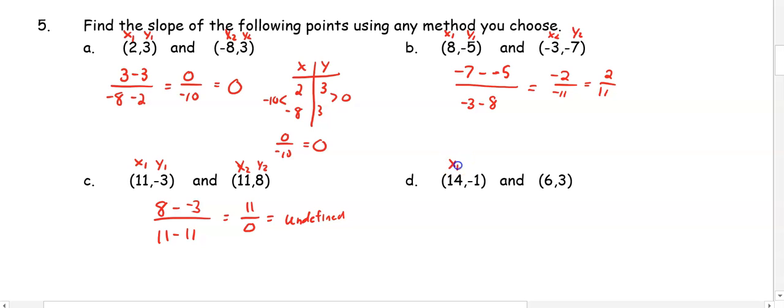In D, we have x1, y1, x2, y2. So I have 3 minus negative 1, and I have 6 minus 14. This gets us 4 over negative 8, which reduces to negative 1/2.